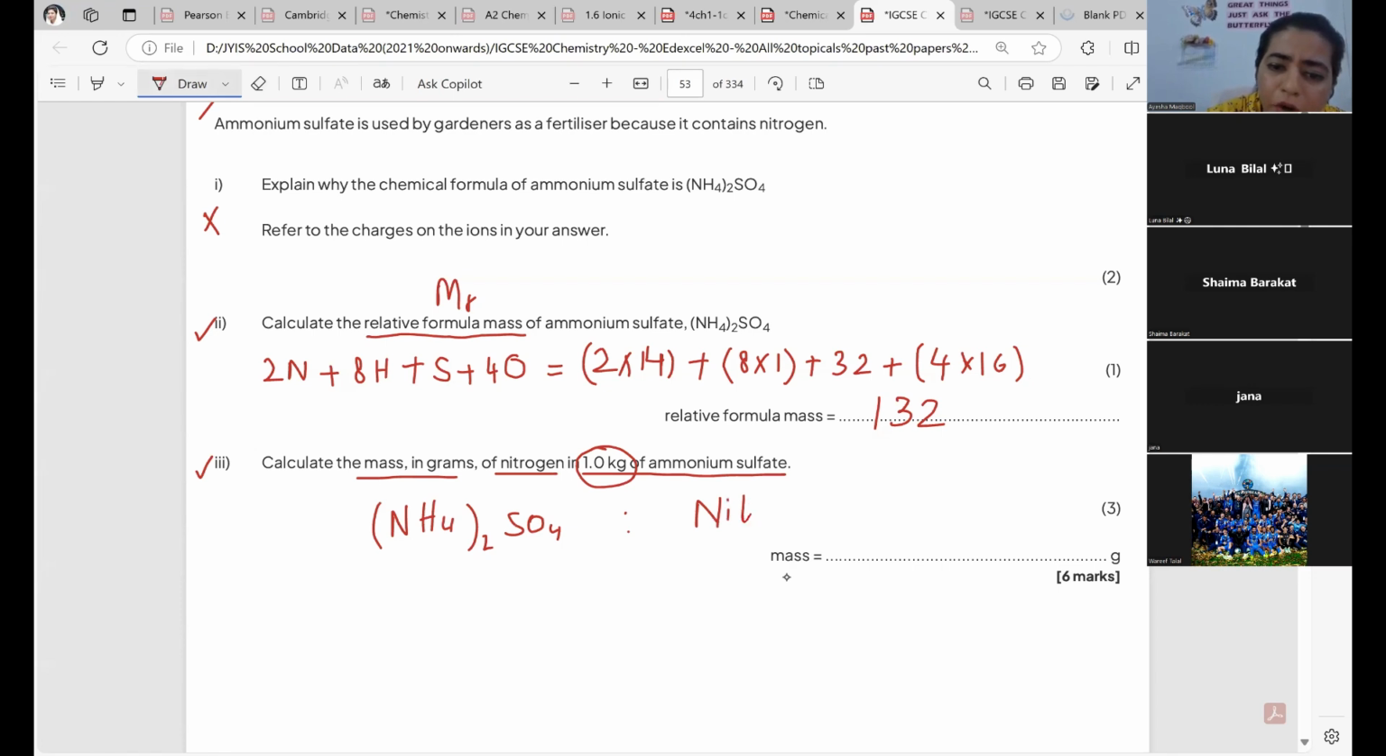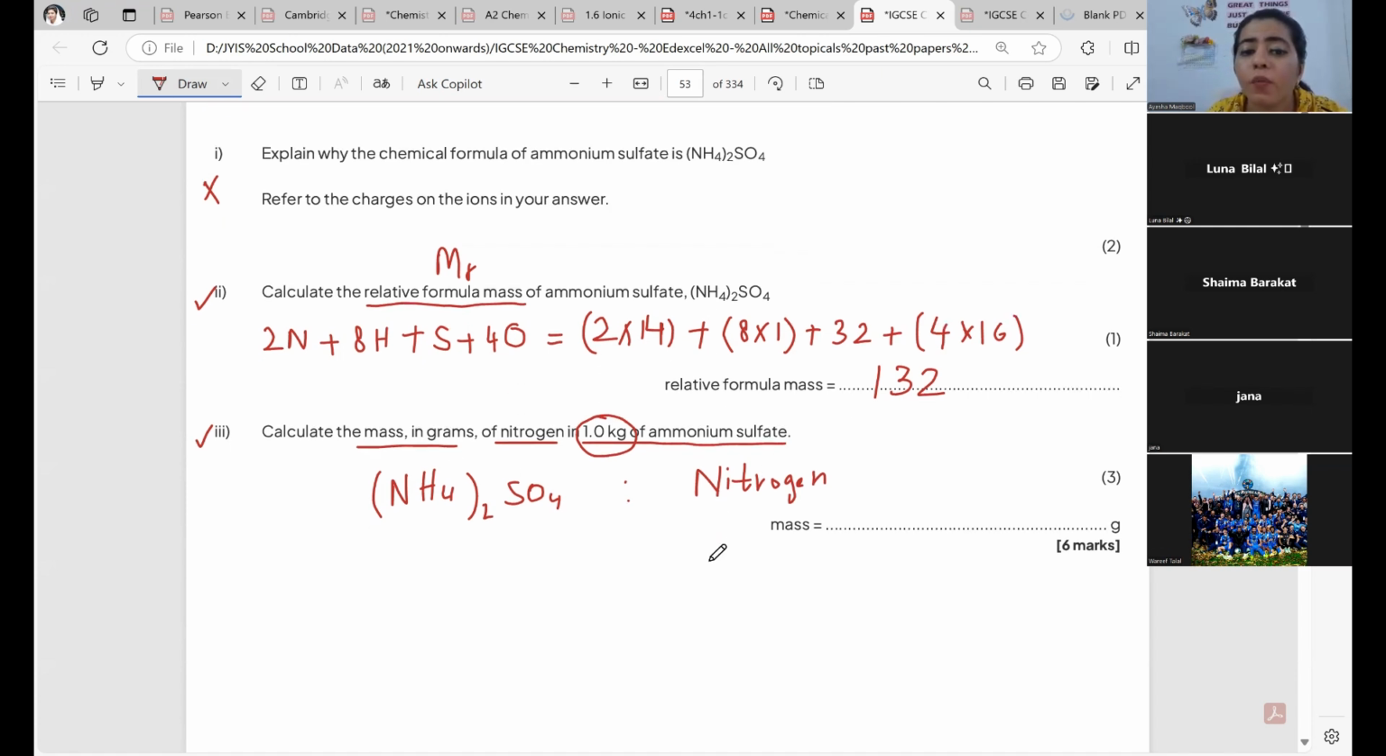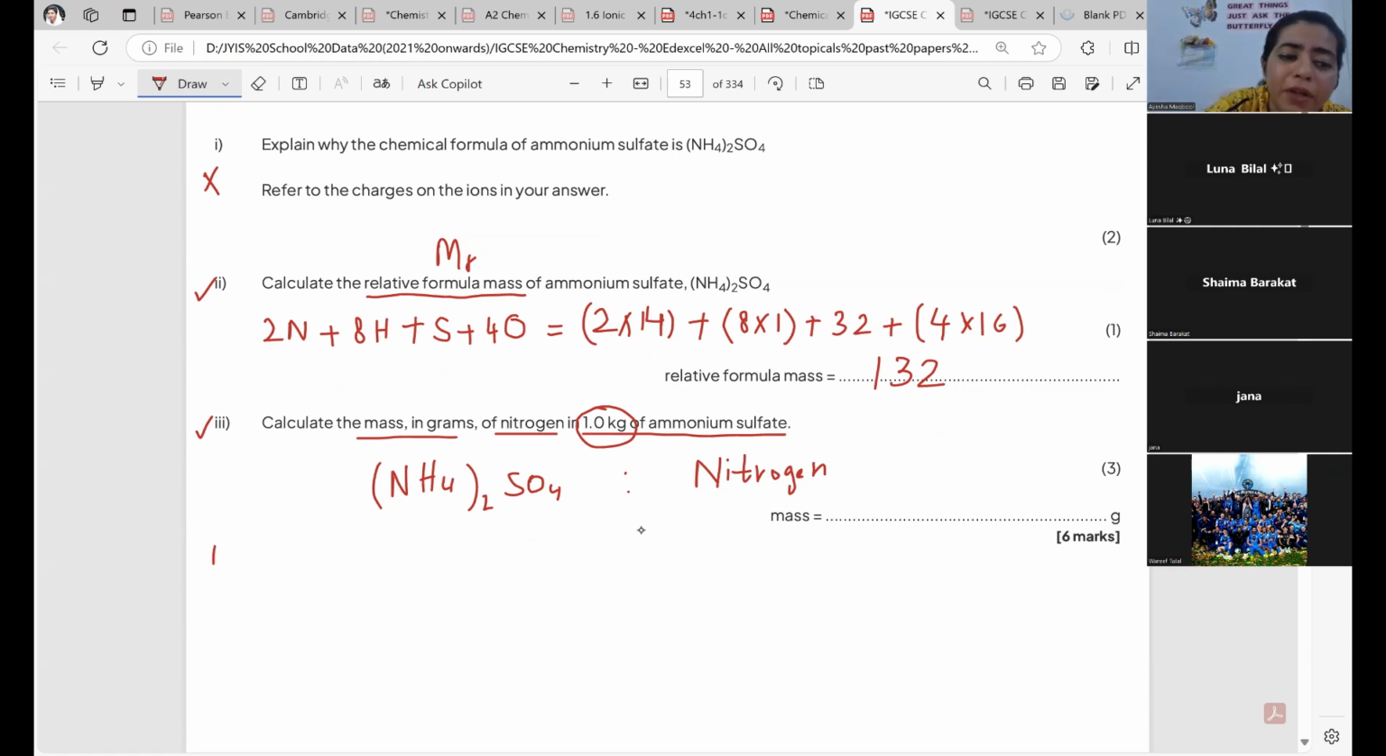Not this way. Let me tell you how we can find it. Basically, we have ammonium sulfate and we want to know how many grams of nitrogen are in it. First, we write the MR values. MR of ammonium sulfate is 132. Here we need the nitrogen, not the AR or MR. We need how many nitrogens are in this formula, and what is the total MR of nitrogen in this formula?